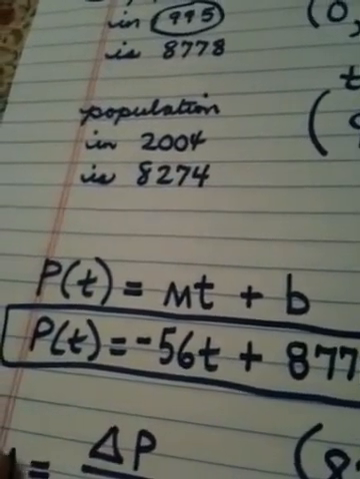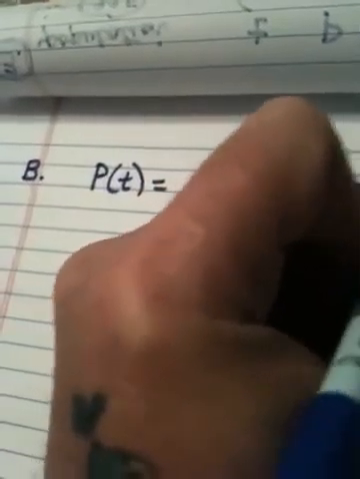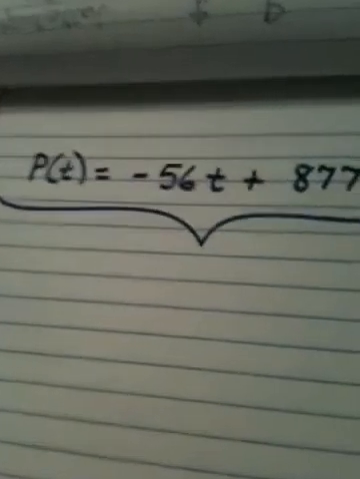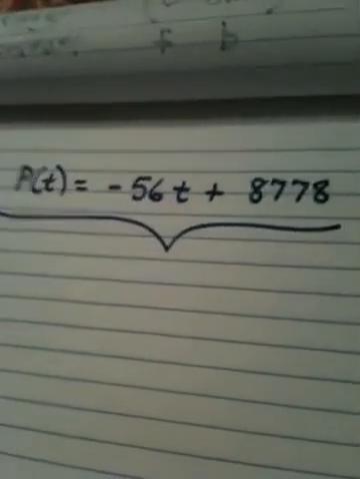Now, part B should be pretty easy, okay? Part B of this problem. We have the function P of t equals negative 56t plus 8778. We just found this function. Part B of the problem says, please predict the population in the year 2006.